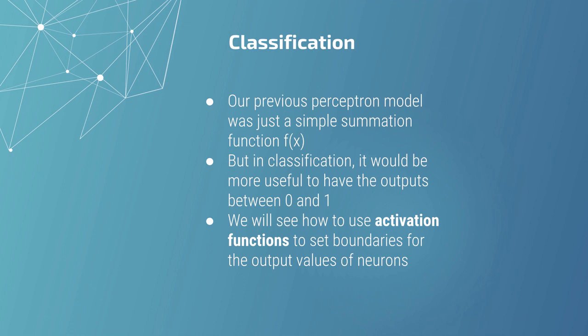We'll see how to use activation functions to set these boundaries for the output values of a neuron. These boundaries right now are 0 and 1, but we can vary those with activation functions. Also, just a disclaimer, these next few videos will be a lot more technical. But you can still implement neural networks without knowing the intricate details of how it works. But you should still check them out anyway, because they're really good.